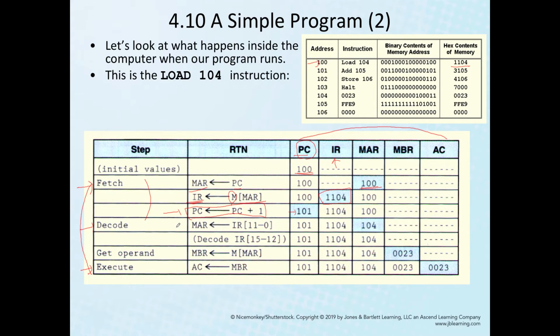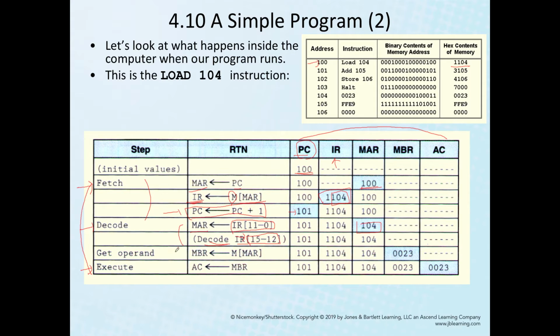Once the fetch is done, then in the decode phase, the lower 12 bits of the instruction register are the address part, so take it to the memory address register. So here, the lower 12 bits of the instruction register are 104, so 104 is loaded into MAR. Then decode the most significant 4 bits, which is the operation code, OP code. By decoding, it knows that that is a load instruction.